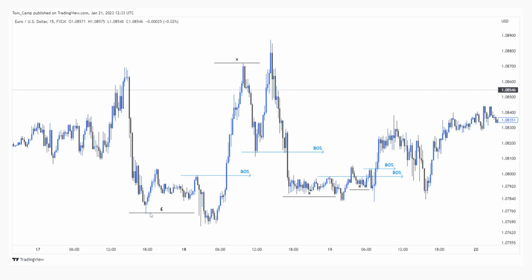We can see this low's been created, we then come down again, and we're respecting this level here. So that's your expansion to its downside, retracement up, expansion coming down. You would expect a retracement into this level here, but you can see an expansion in the opposite direction. So we've broken structure.